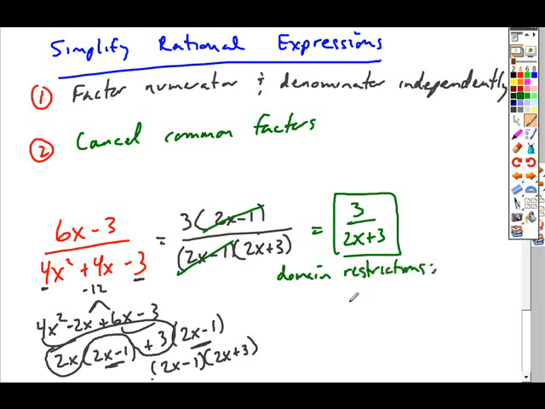Okay, when you enter your domain restrictions, you need to enter only the domain restrictions that are not shown in the simplified form. So here, your domain restriction is x not equal to, again, the equal/equal is what we'll use to designate that. And then any factors that get canceled from the denominator during the simplifying process that are no longer apparent in the simplified form are what you'll put in your domain restrictions.